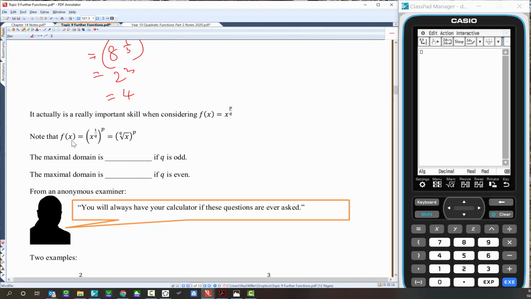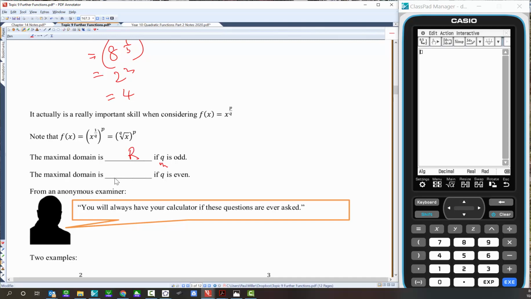Notice that if f of x equals x to the 1 over q to the p, then what's the maximal domain going to be if q is odd? That means we're third rooting, fifth rooting, seventh rooting, ninth rooting, odd rooting x. Now, when I odd root a number, it's defined for all real numbers. So even if I raise it to the power of p, it's still going to give us a maximal domain of the set of all real numbers. You should be using GeoGebra to play around with this as well. I'd be setting up some scenarios and checking what the resulting graphs are.